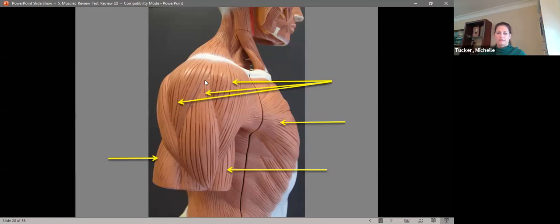Okay, so this is showing the three heads of deltoid and how it is able to both flex and extend and abduct the arm at the shoulder joint. We have the beginning of biceps brachii on the anterior side, which is also an arm flexor and forearm flexor. This is the beginning of triceps brachii, which is an arm extensor and a forearm extensor at the elbow, and then pectoralis major.